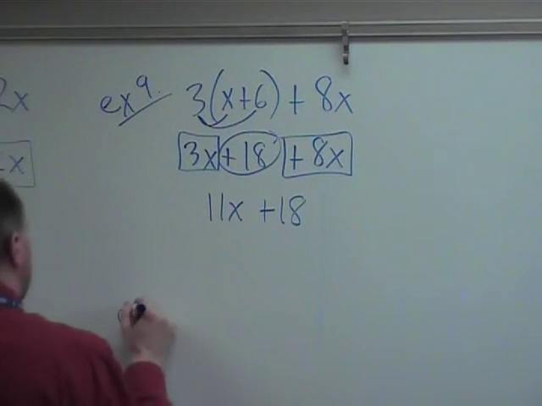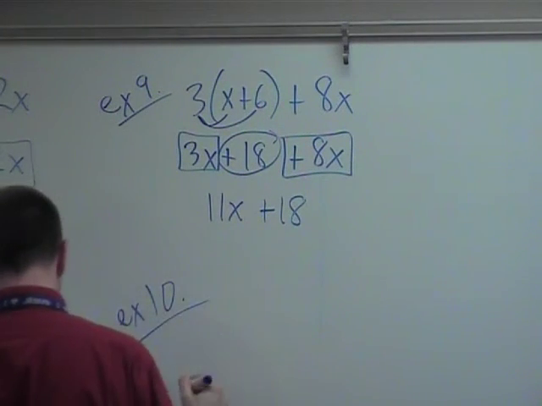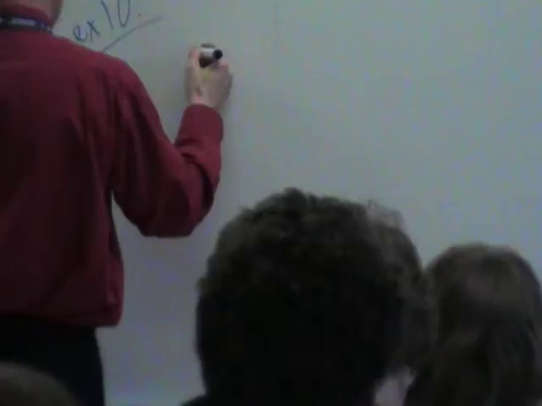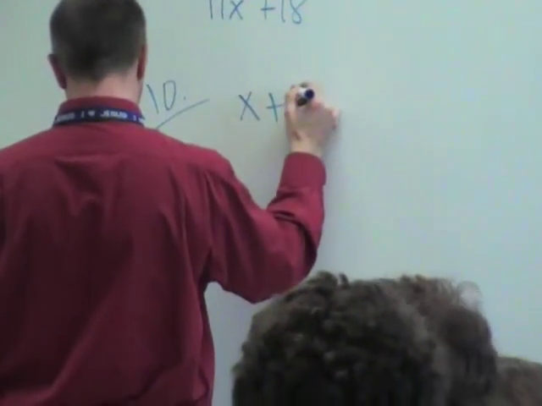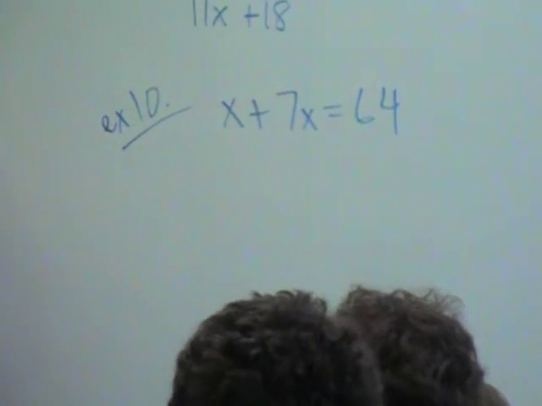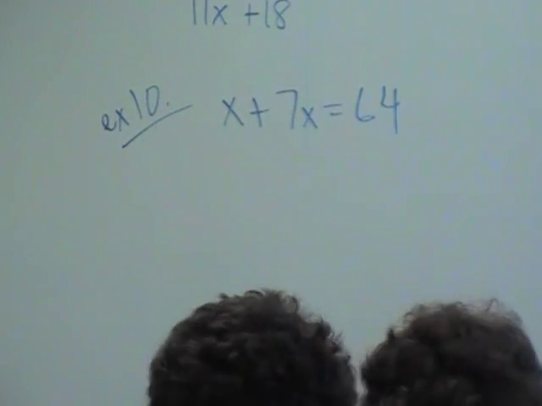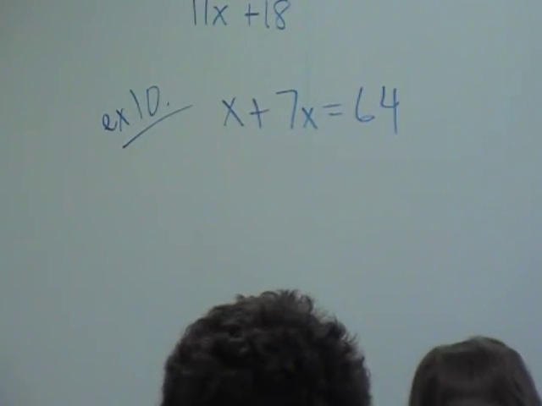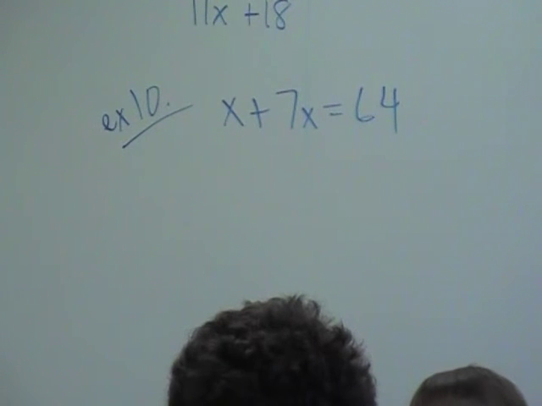Okay, example 10. Here's an evaluated problem. Everybody do it? You guys are getting quick now. x plus 7x equals 64. Combine, simplify, solve.